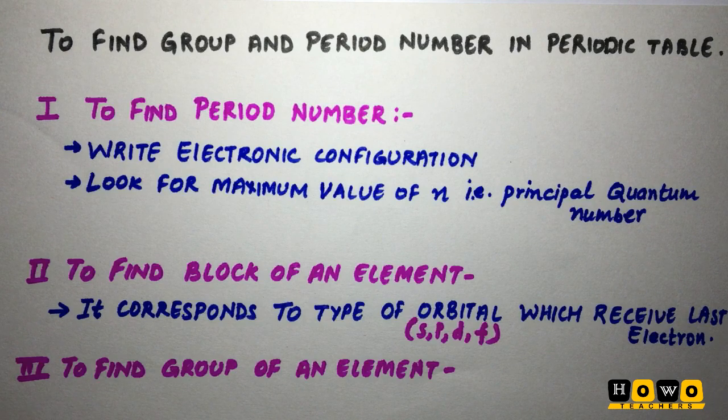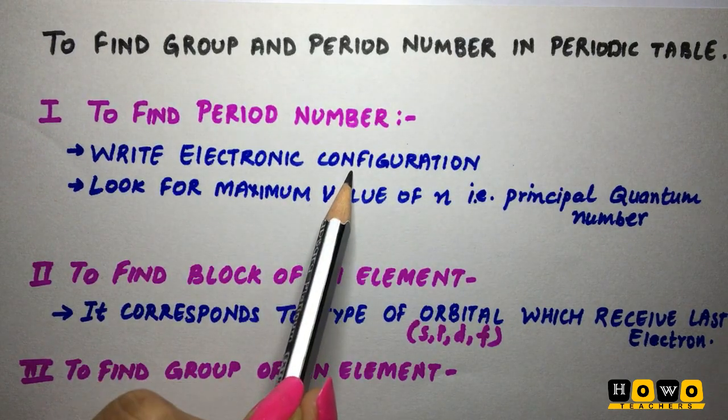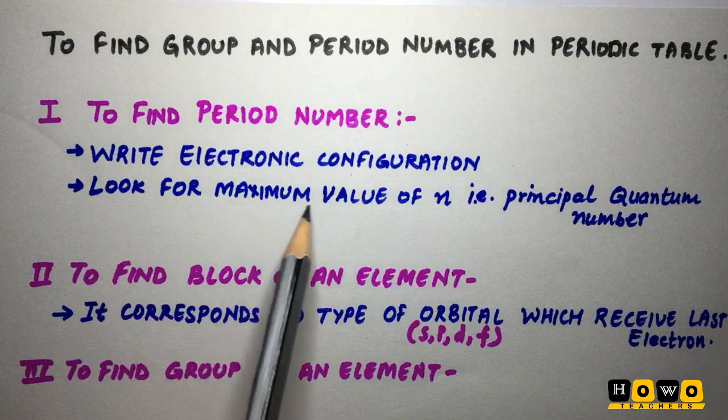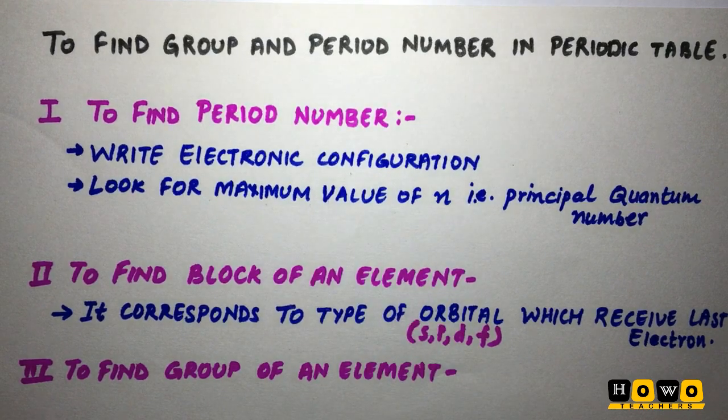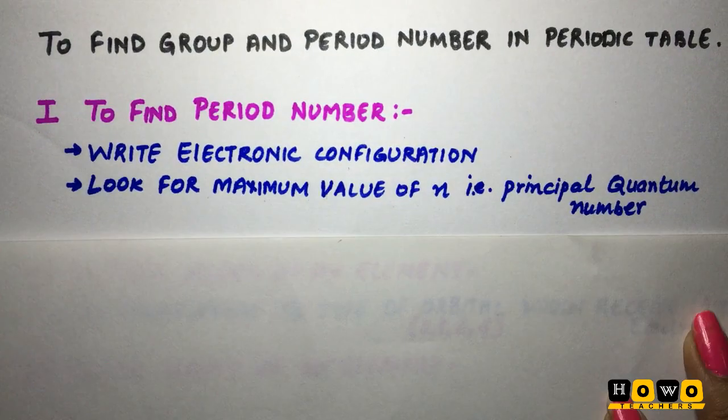If you have not yet watched the video for electronic configuration, firstly watch that, on how to write electronic configuration easily even for large atomic numbers. Firstly you have to write the electronic configuration and then look for the maximum value of the principal quantum number, that is n. Let me give you one example for this.